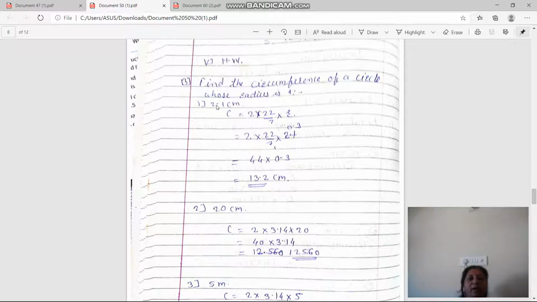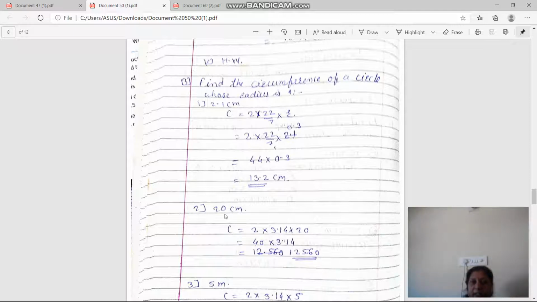R is equal to 2.1 centimeter. So C is equal to 2 multiplied by 22 upon 7 multiplied by r. So 2 multiplied by 22 upon 7 multiplied by 2.1. Okay. So 7 1 the 7, 7 3 the 21 and here 0.3. So 2 multiplied by 22 we get 44 and 0.3. So it is 13.2 centimeter. Okay.